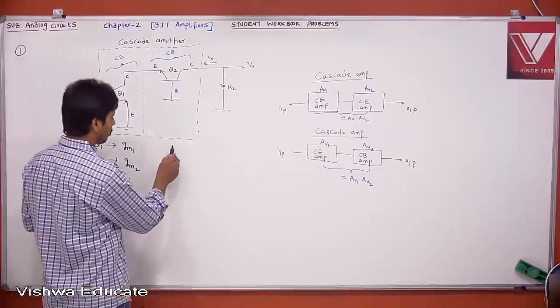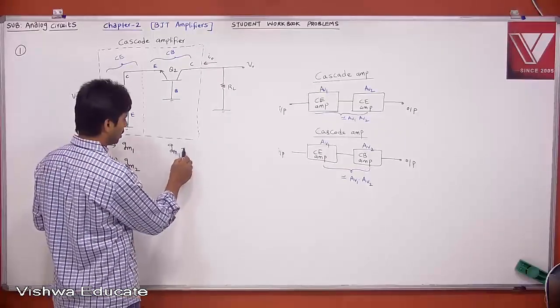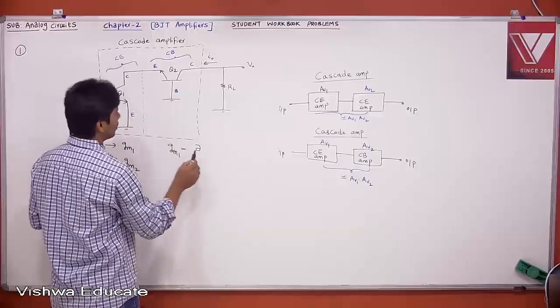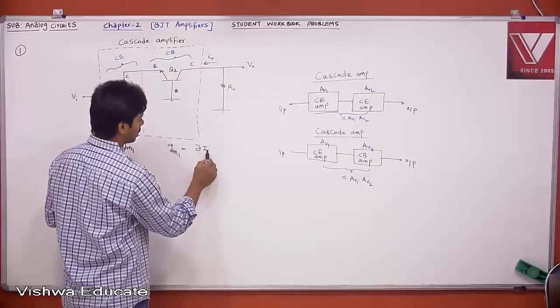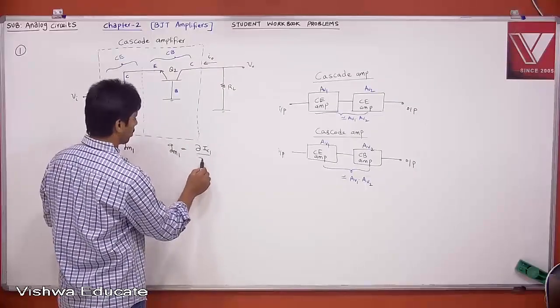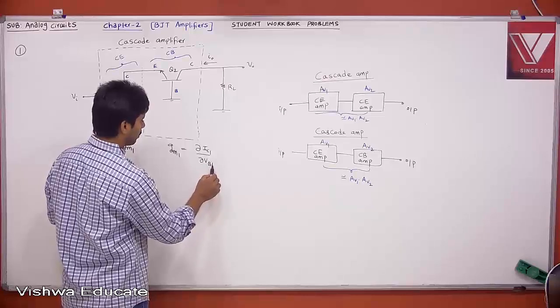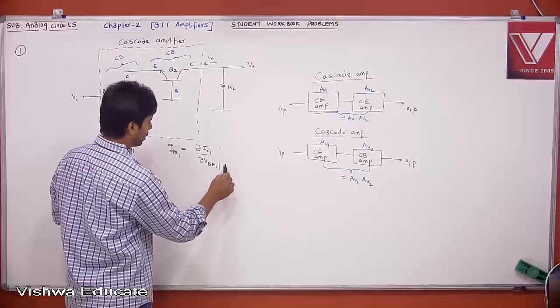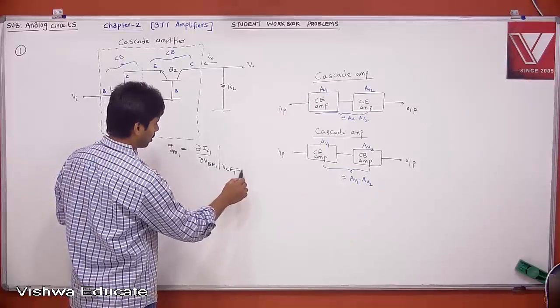Then what is GM1? GM1 is nothing but the change in output current, which is IC1, with respect to change in input voltage, which is VBE1, when VCE1 is constant.